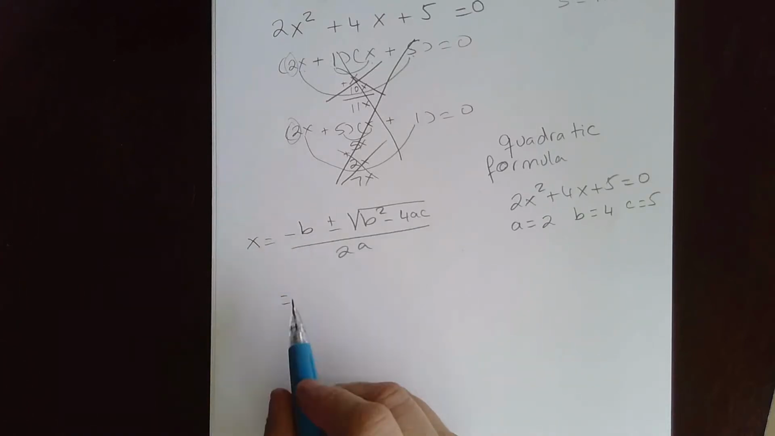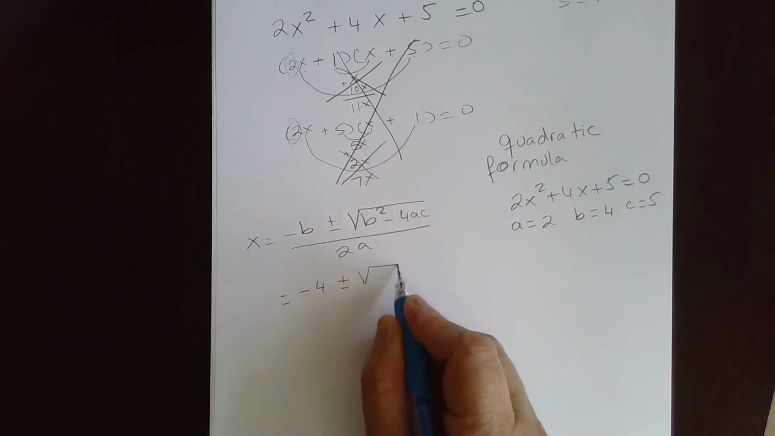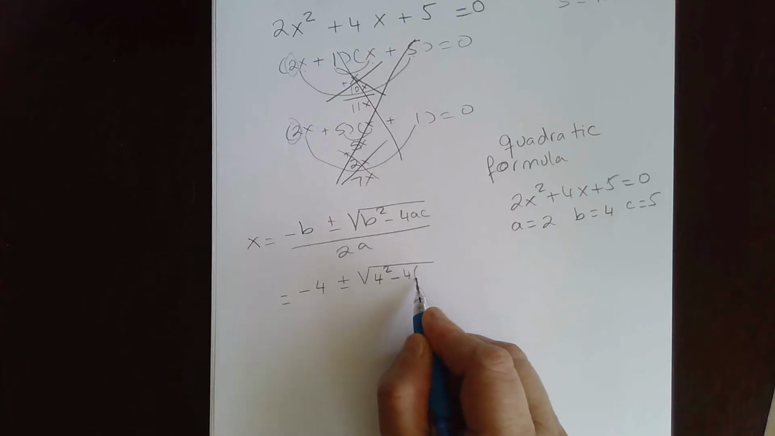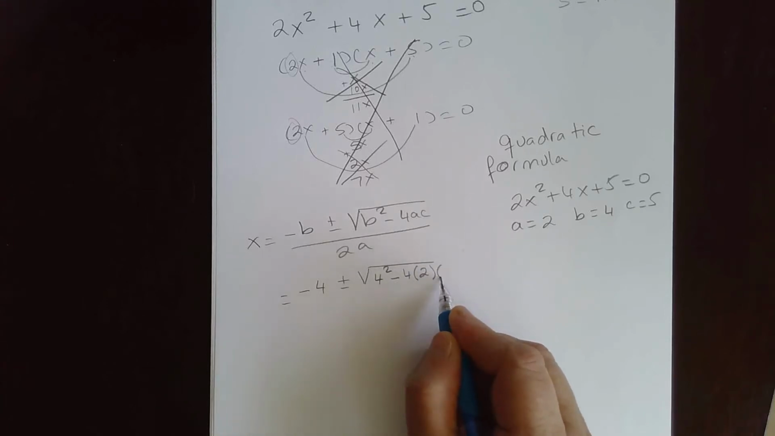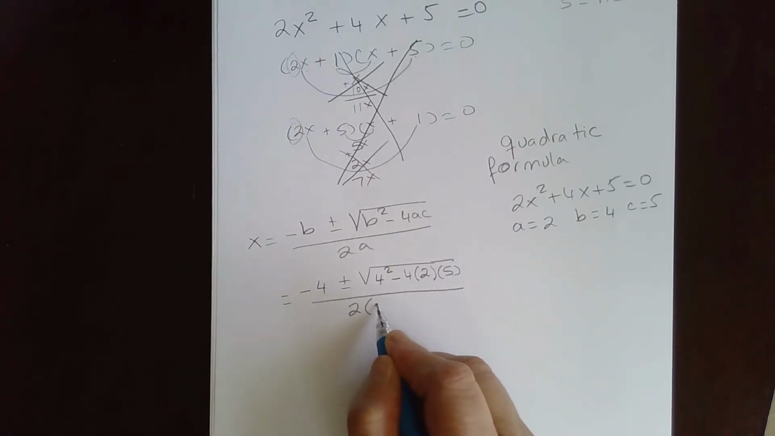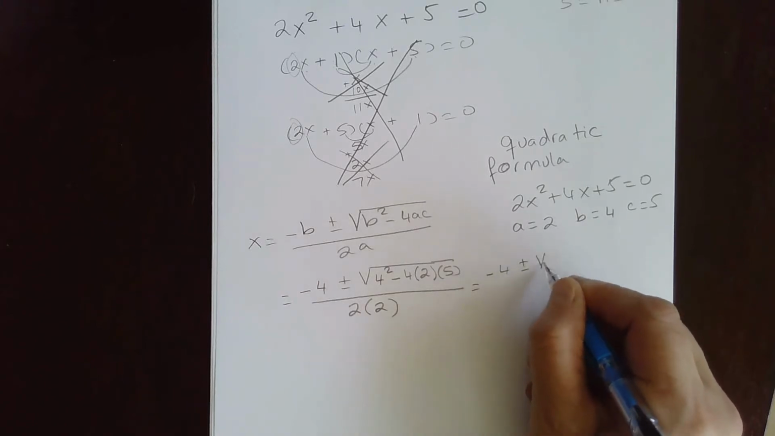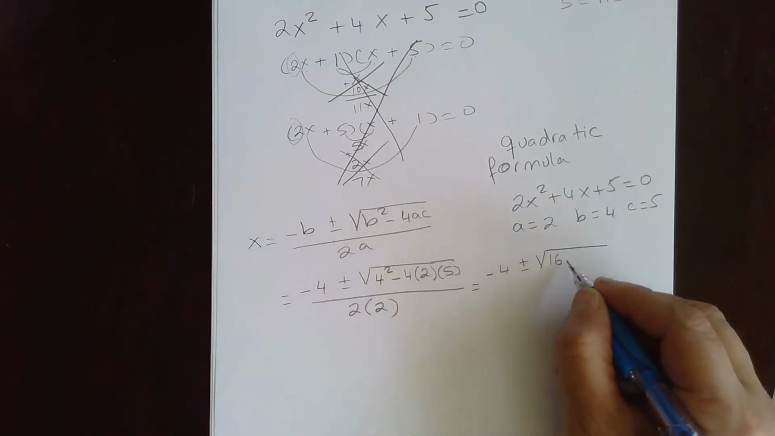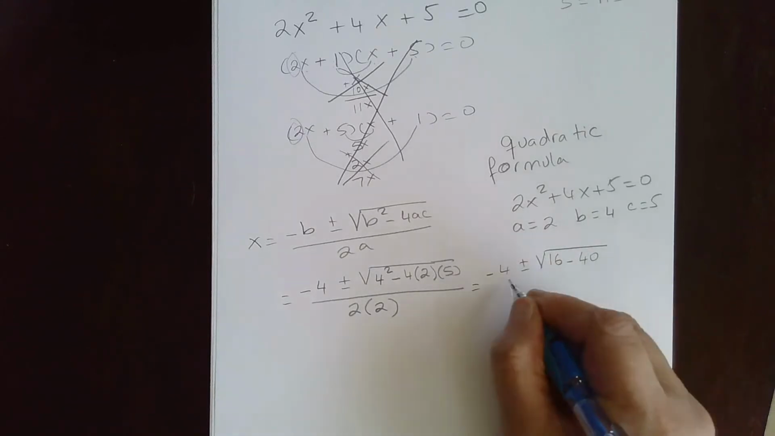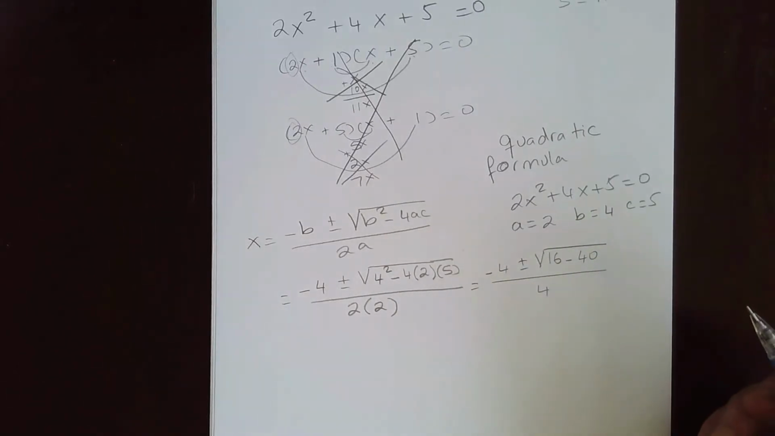We have negative b, that's negative 4, plus or minus the square root of b squared, which is 4 squared, minus 4 times a, which is 2, times c, which is 5, and over 2 times a. 2 times a is 4. That will give us negative 4 plus or minus the square root of 4 squared, which is 16, minus 4 times 2, which is 8. 8 times 5 is 40. And now I found 2 times 2 here is 4.